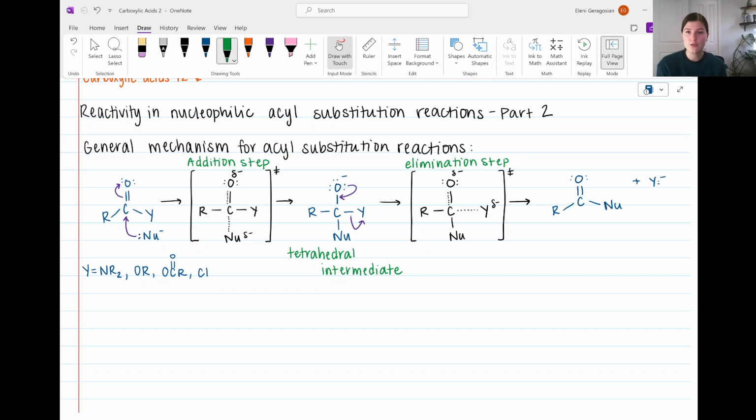So we'll look at two different parts of this mechanism to understand the reactivity of these different molecules, and we'll do that in the next couple of videos.